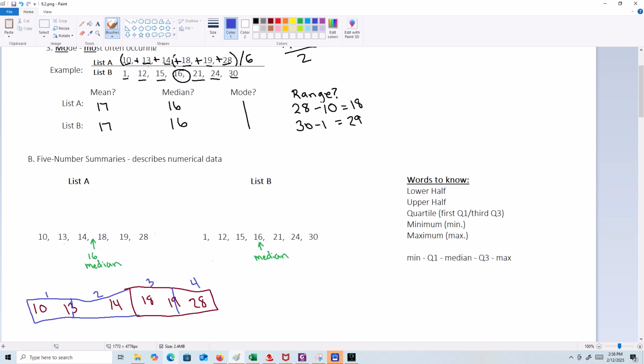So 4 quarters. So these are quartiles. The end of that first quarter is the first quartile, and you would write it as Q1. And then the end of the third quarter is the third quartile, or Q3. So now we can add that into our 5-number summary. This is Q1, and 19 is Q3.